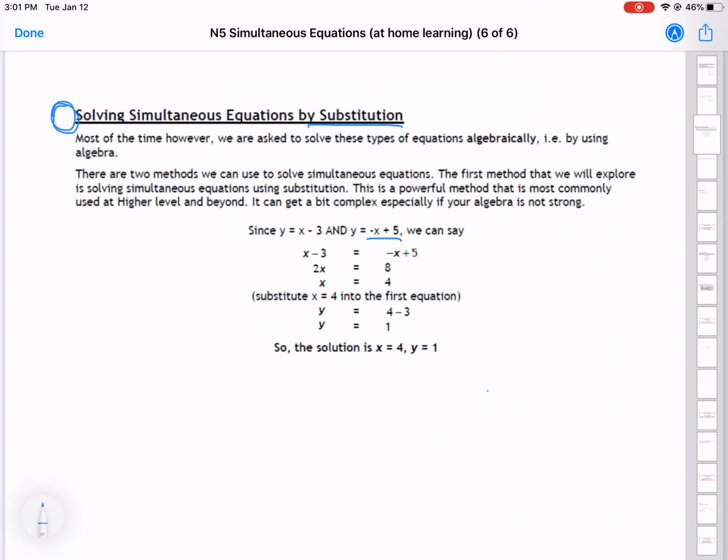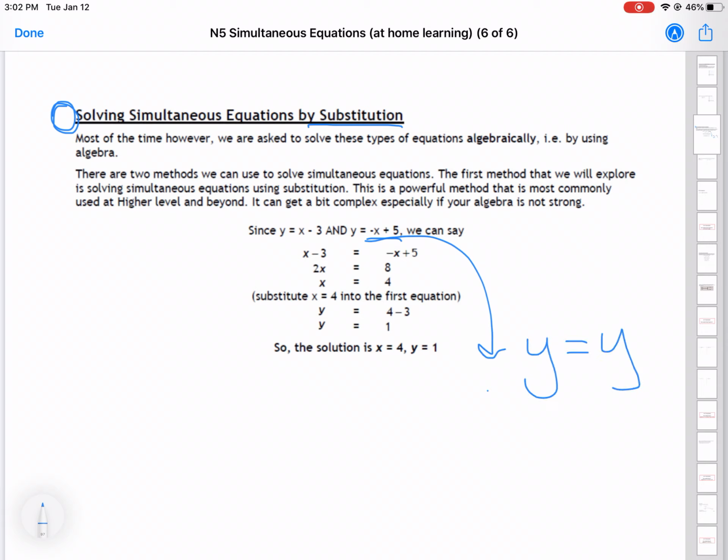So again, there's a little blurb at the top, there always is with these. We're asked to do these algebraically. The first method is through substitution. It's a powerful method, but sometimes it can be quite complex if our equations aren't set up in the correct way. And I'll show you when that happens a little bit later on. So in this case here, you've got one full worked through example just to help you on. We have said that, so the first step up here, we should really say that y equals y.